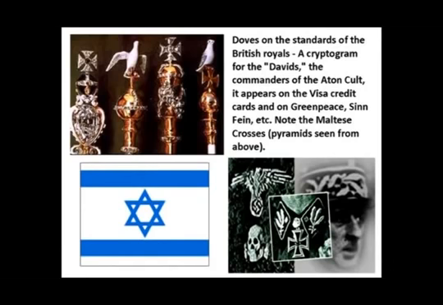Here we see the doves on the standards of the British royals. It's a cryptogram for the Davids, the commanders of the cult of Aton. It also appears on Visa credit cards and on corporations like Greenpeace and then political organizations like Sinn Féin. Also, we can note the Malta crosses. These Malta crosses have been used by the Nazis, but they can be found on Babylonian and Sumerian and Hittite and Gothic and Phoenician symbols, stonework, friezes and murals and so on.